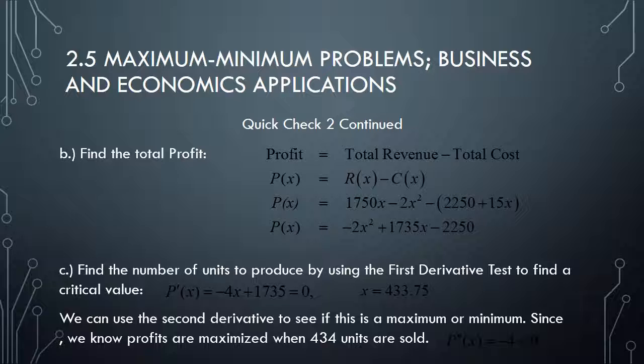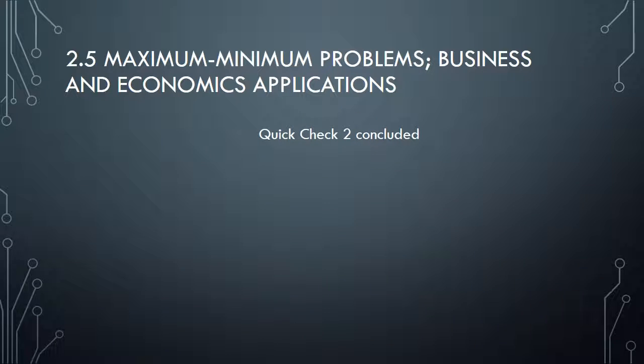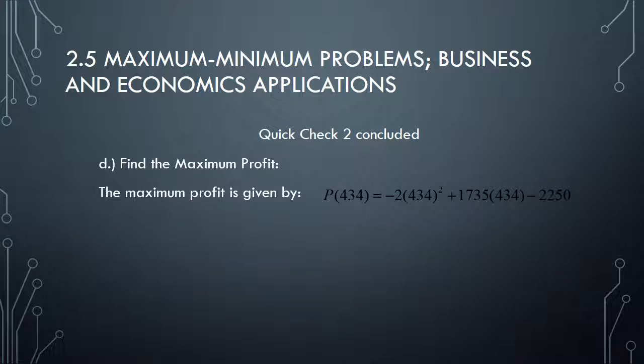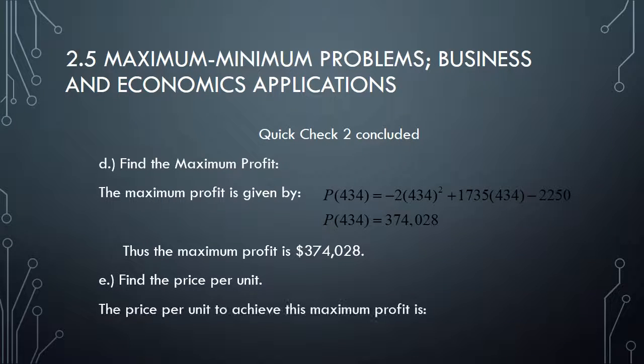Now we do need to round up to 434 units because you can't sell 3/4 of a unit. Then we find our maximum profit. So our maximum profit is $374,028. The price per unit is, we're going to put our 434 into our price function, and we get $882.